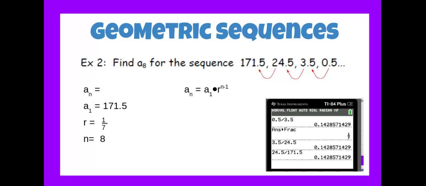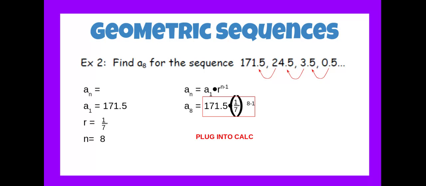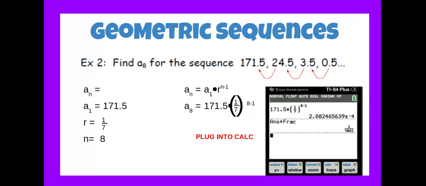So once we found all the necessary information, we're going to plug it into the formula, fill in all the values, and you should get a sub 8 equals 171.5 times 1/7 to the 8 minus 1 power. Pause it and make sure you get this down. Next, you're going to plug that whole thing into your calculator, remembering to use your caret button and your fraction button. So it should look something like that in your calculator after you've plugged it in. Please plug it in to practice.